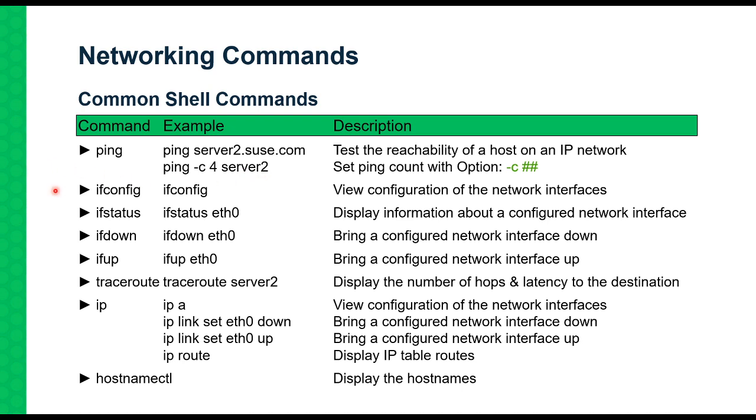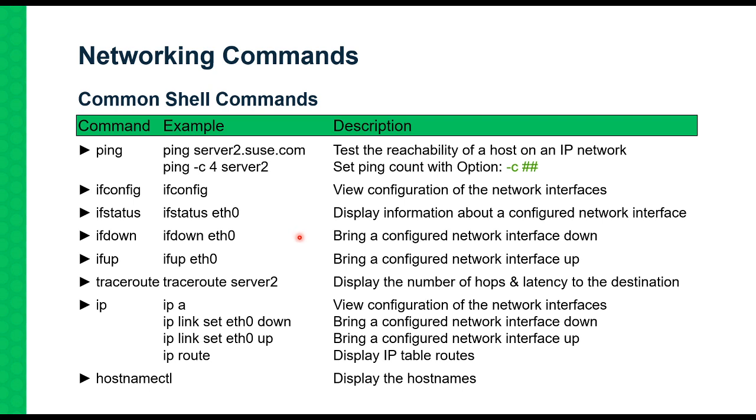The next one we look at is ifconfig. This is to view the configuration of the network interfaces. This will tell us all the details of our network interfaces. Then we can also look at ifstatus. This displays information about a configured network interface. The command that we run, and we need to define our interface, will be ifstatus and then our interface name. We already know it is eth0 because we could see it in the previous exercise.